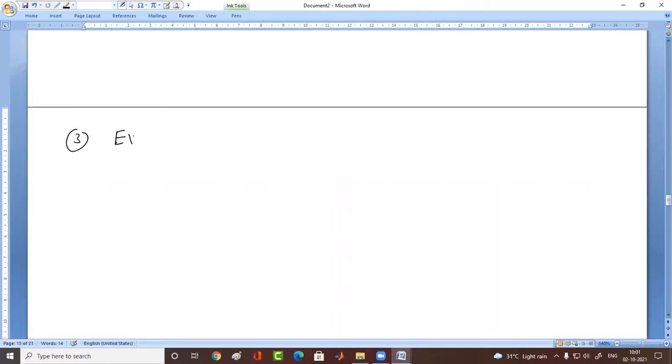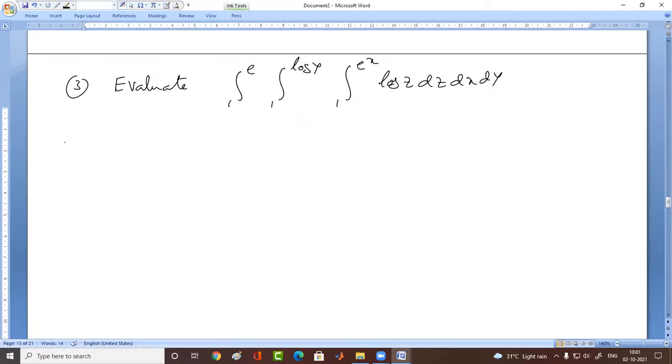Evaluate the integral from 1 to e, integral from 1 to log y, integral from 1 to e power x, log z dz dx dy. Now observe the problem, very easy, but a little bit of knowledge is required for the integral of log z.